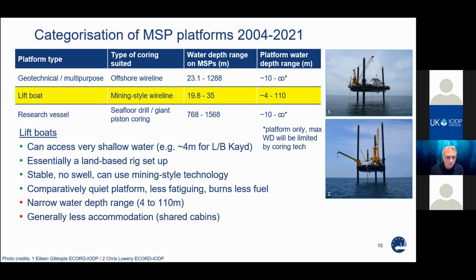As you may remember from my previous summary table, lift boats are the smallest platform we have used, so they generally have less accommodation space, so there is a greater chance of having to share cabins, and we use 6-person cabins offshore New Jersey.